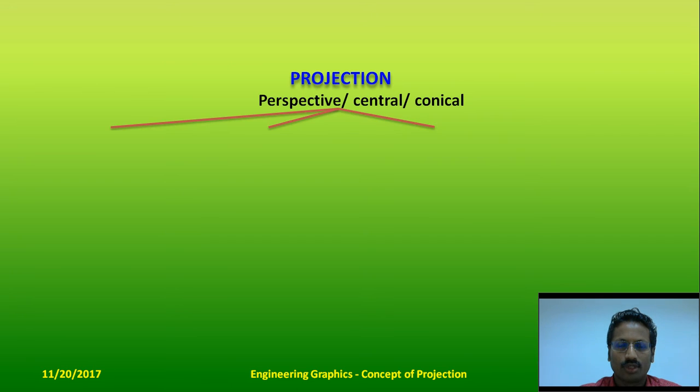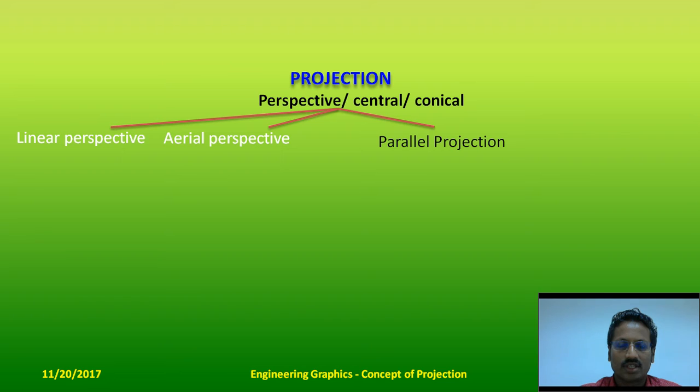Now let's see about this concept of projection. The perspective projection, central projection or conical projection. Whatever we have seen, an observer was casting a ray which forms a cone, so you call it conical projection. Because you have a center of vision, you call it central projection. And because he is getting the view of every object, you call that perspective projection.